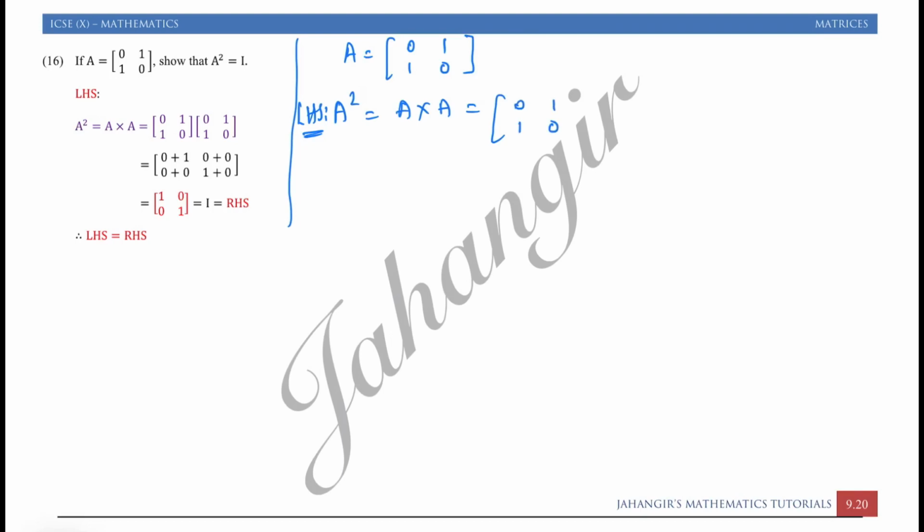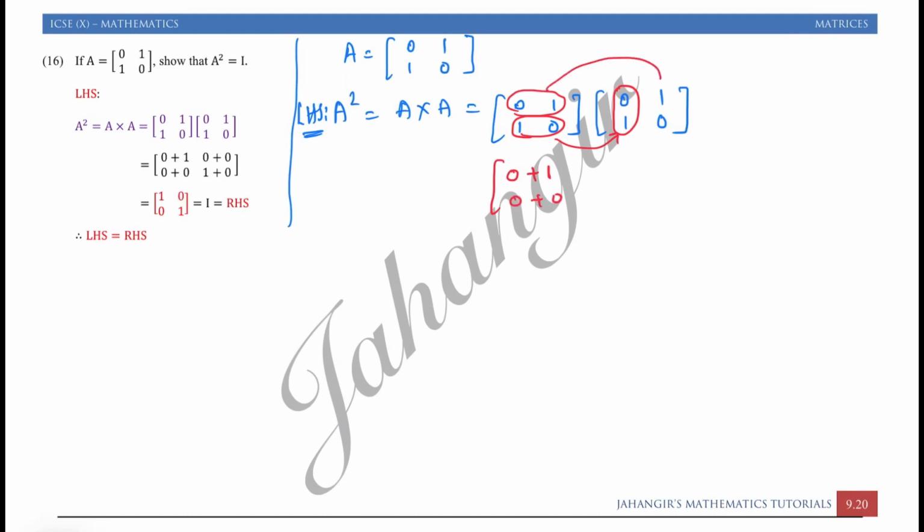[0, 1; 1, 0] times [0, 1; 1, 0]. Now let's multiply this into this. 0 into 0 is 0, 1 into 1 is 1. Then this into this, same way. 1 into 0 is 0, 0 into 1 is 0.